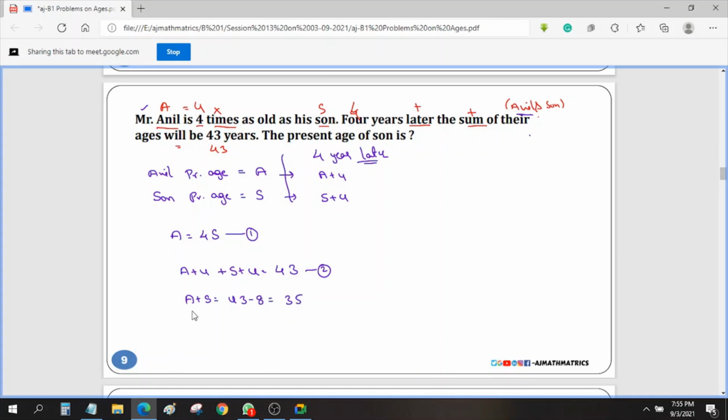Okay, 35. So we need to find out the age of son. So that's why I'm just writing, in place of a, I'm writing 4s plus s equals to 35. So s equal to 7. So the age of son is 7. Hope I am clear with this. If you still have any confusions, you can ask me.